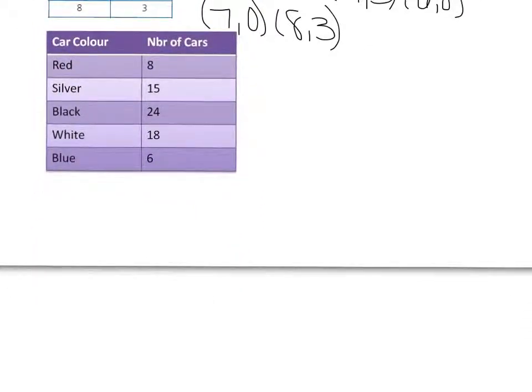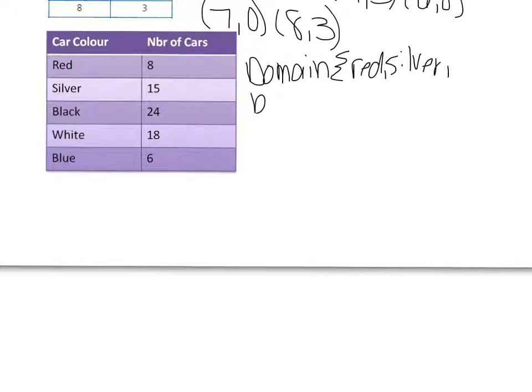Okay, well, let's look at the second one. What is my domain? Your car color. Car colors. So my domain, now I want the specific members of my domain. My domain is red, silver, black, white, and blue.